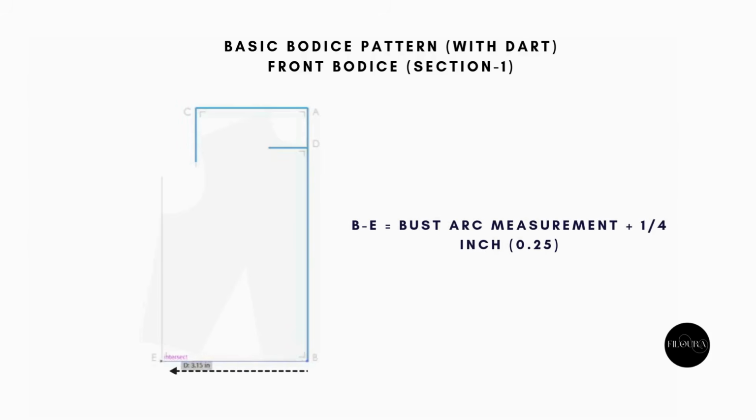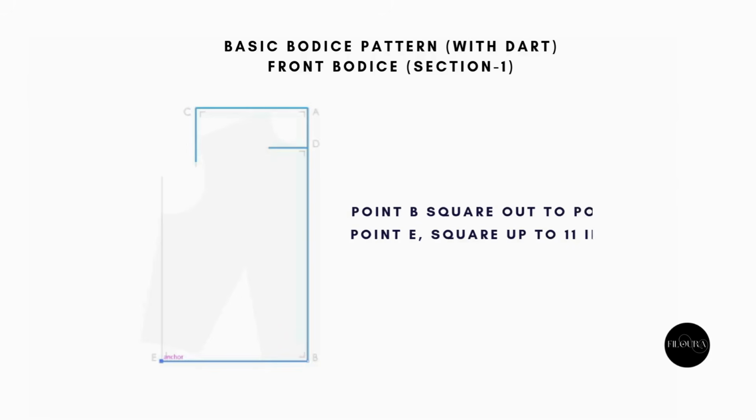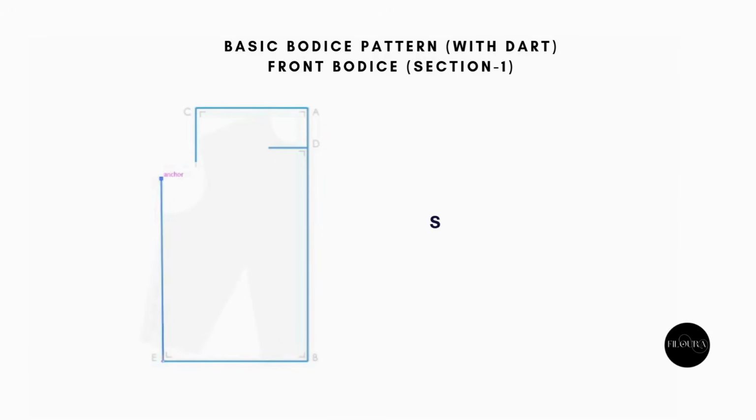Next, mark B to E, bust arc measurement plus 1/4 inch. From point B, square out to the point E, then from point E, square up a vertical line measuring 11 inches. Now this completes section 1 of our pattern construction.